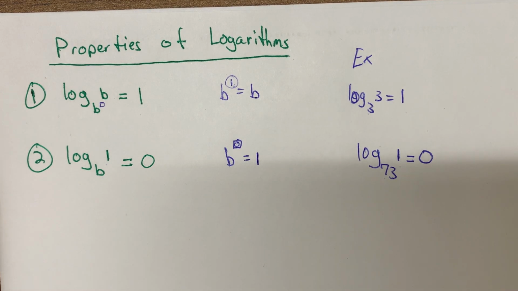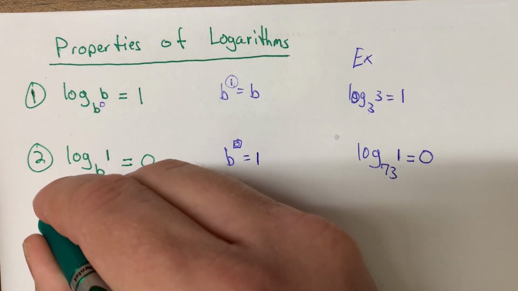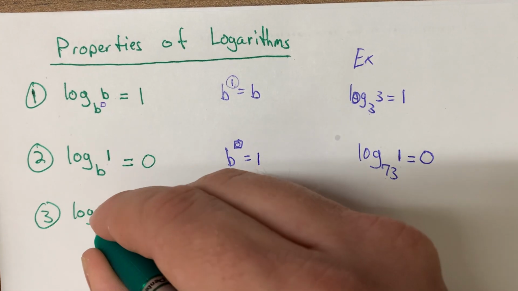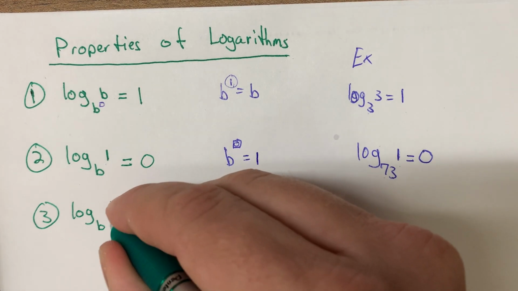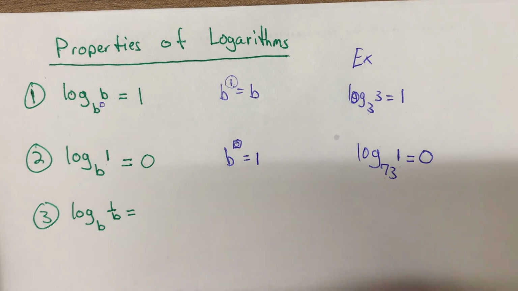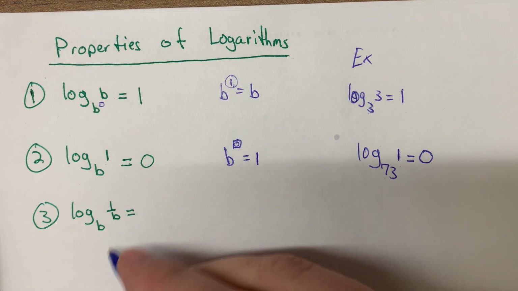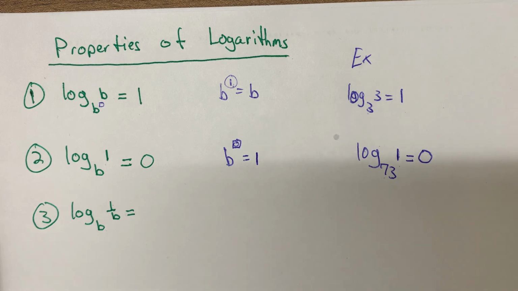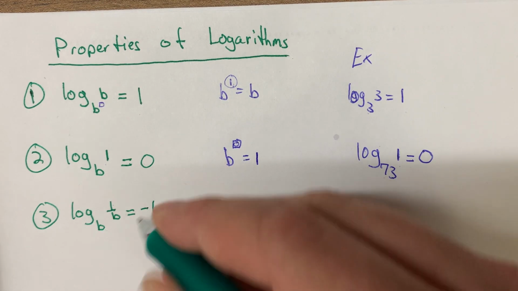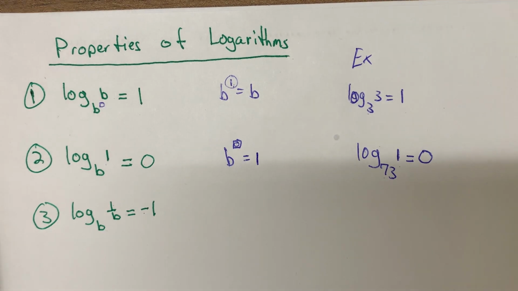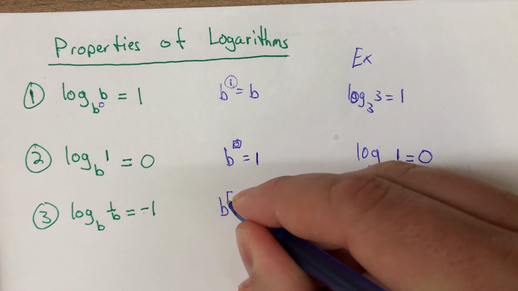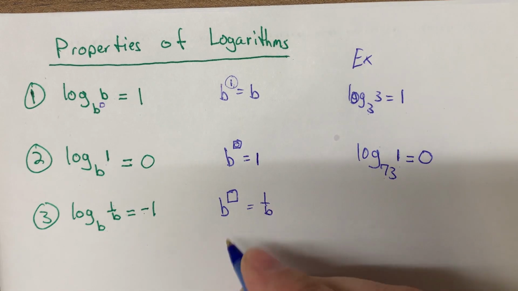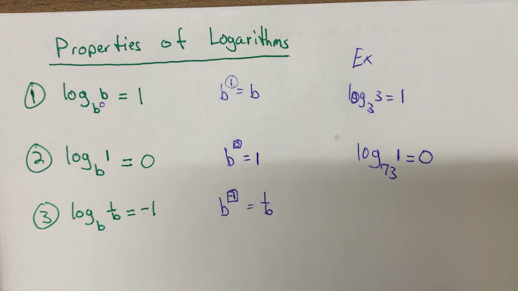Okay. Our third property, log base anything of 1 over that thing is going to equal, and I hope you can just figure this one out. What is it going to equal? B to what power gets you 1 over b? Well, to divide, we need a negative exponent. And in this case, it's just the negative 1 power. B to the negative 1 power gets you 1 over b. It doesn't matter what the log is. So this is saying b to what power gets you 1 over b. And again, that answer is negative 1. Negative exponent tells you to divide.